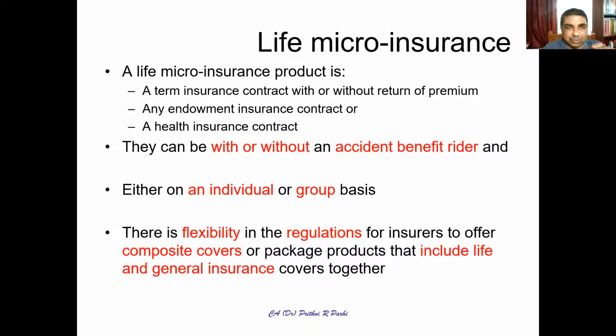Coming to life insurance product, it can be a term insurance contract. You know what is term insurance? Earlier we have discussed this thing. What is endowment insurance? We know it can also be a health insurance. It can be with or without an accident benefit rider. This may be an additional coverage of accidental death or accidental injury that also can be there.